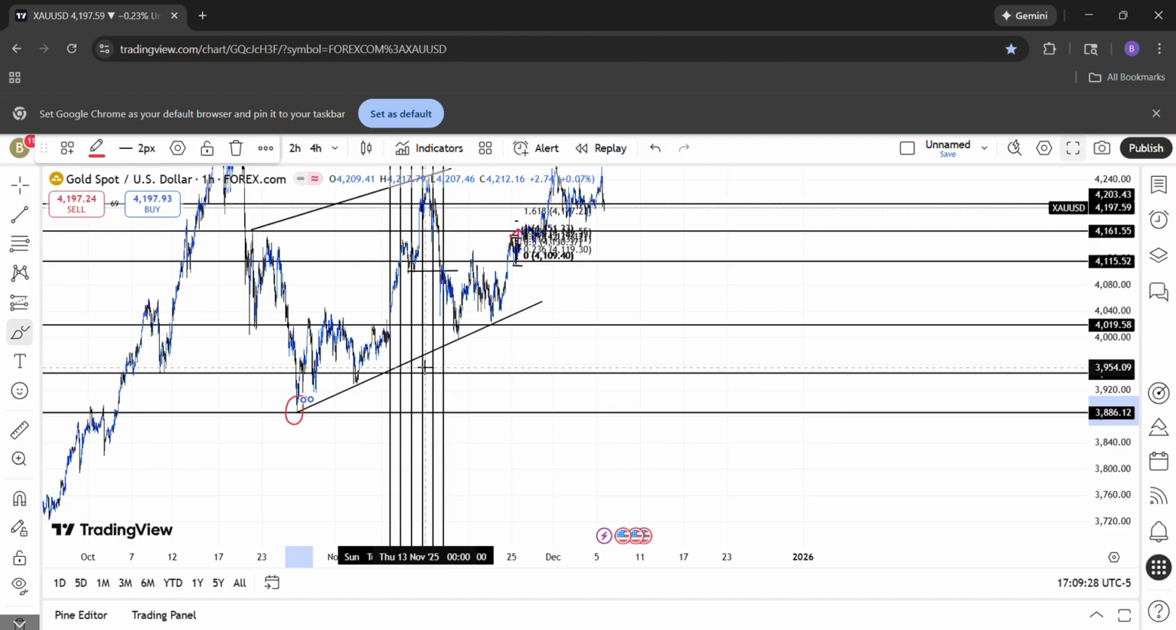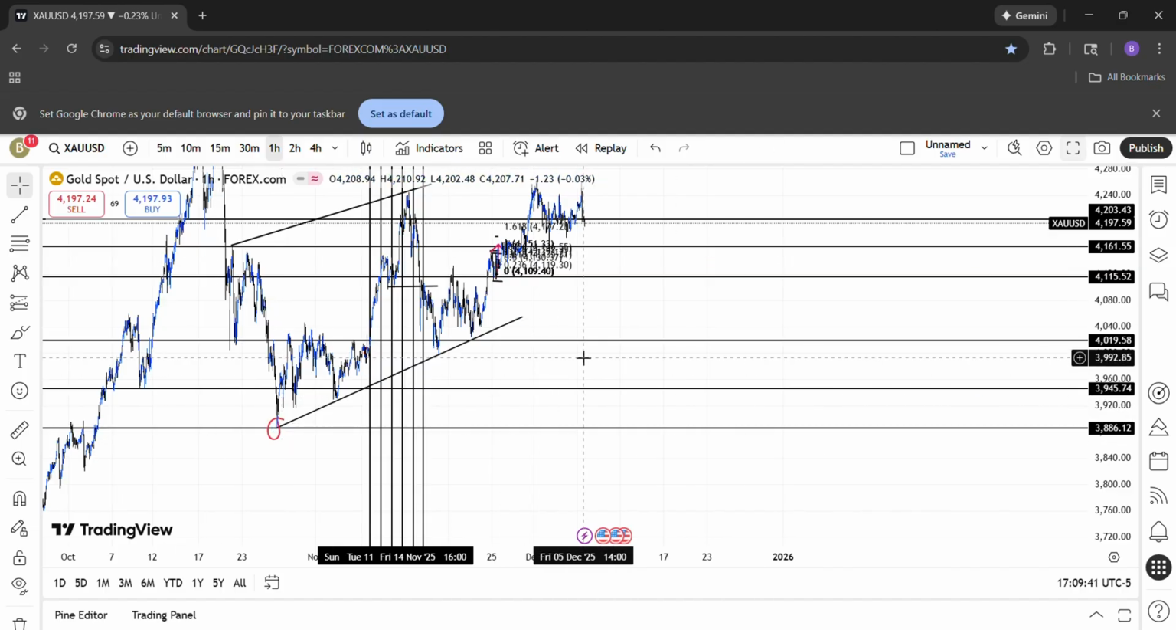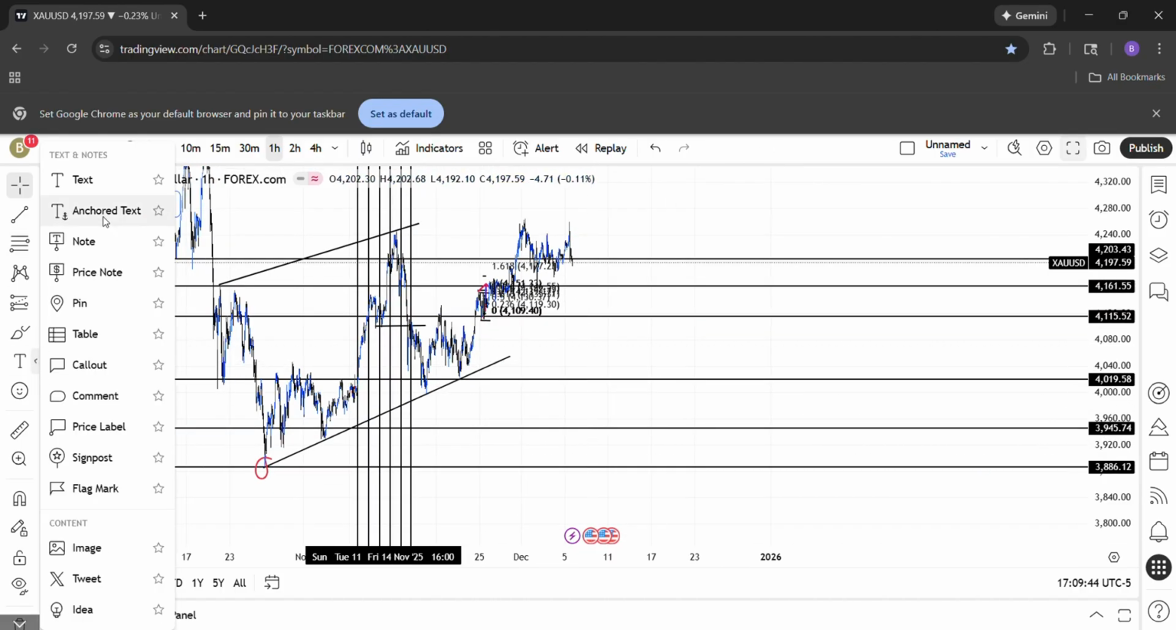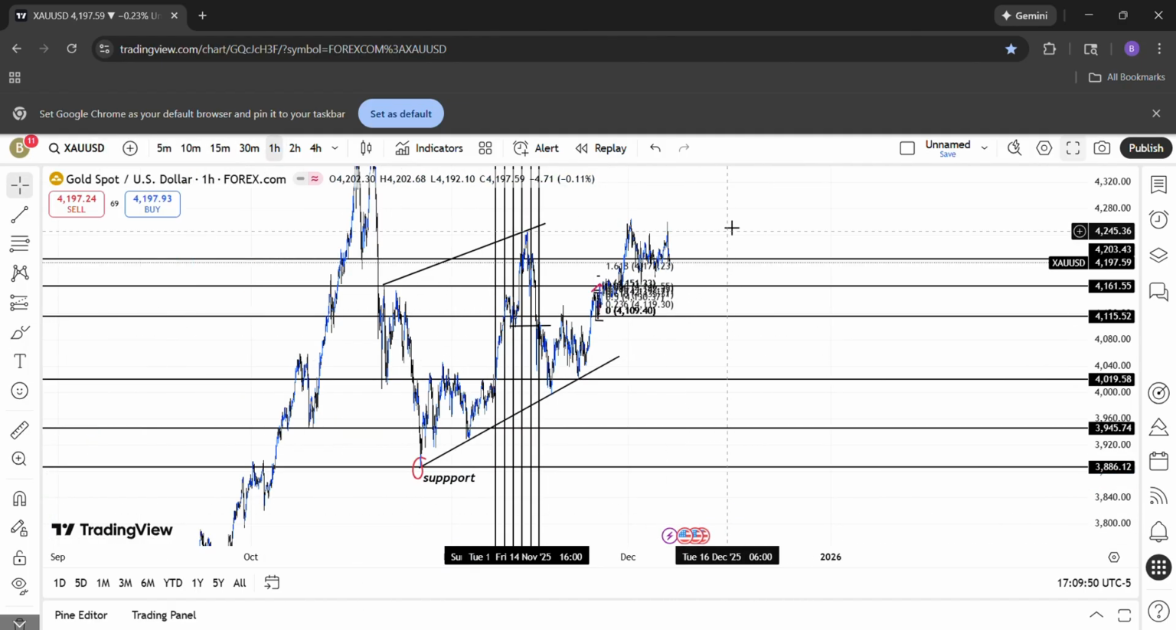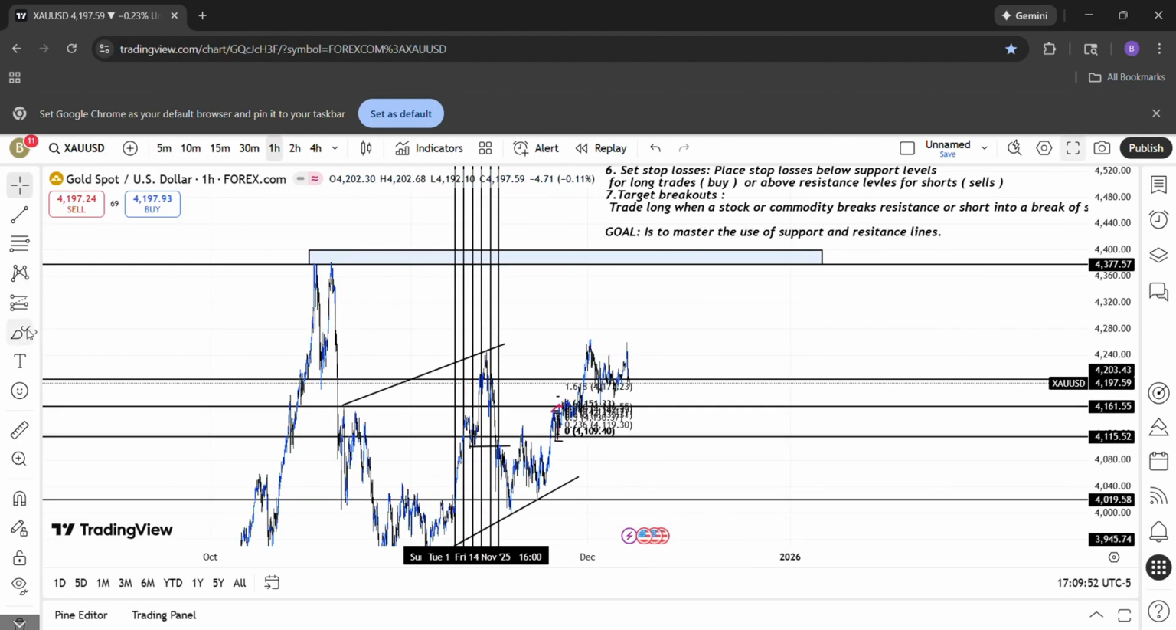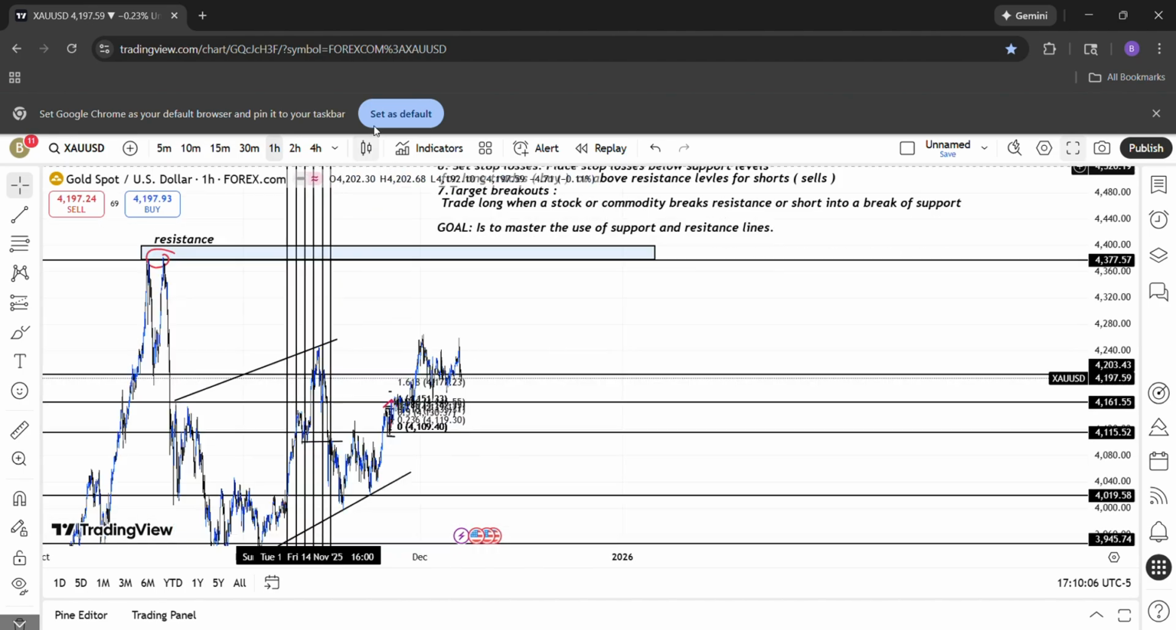Okay, cool. So yes, this right here would also be known as the floor of the structure, the floor of the building you're building, if that makes sense. Let's label this support. Now resistance would be the top of the structure, the roof, meaning this right here. Resistance.